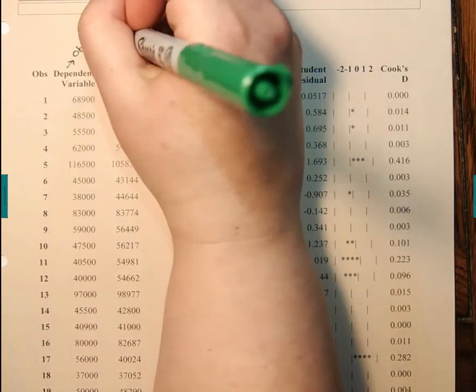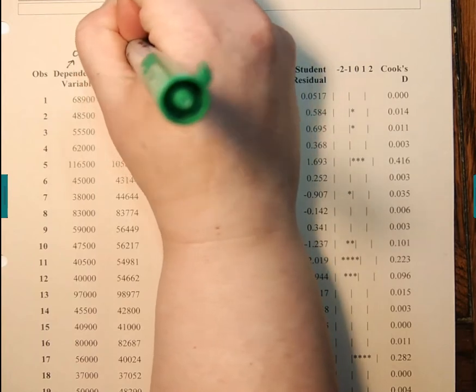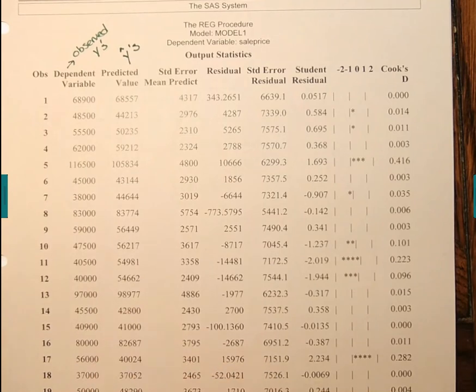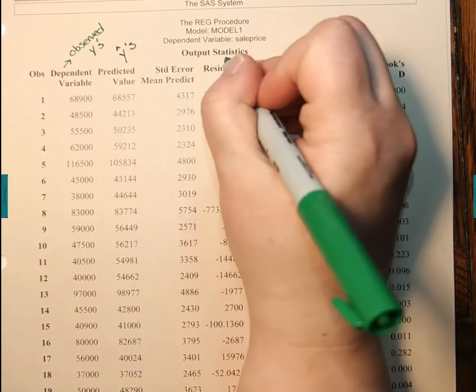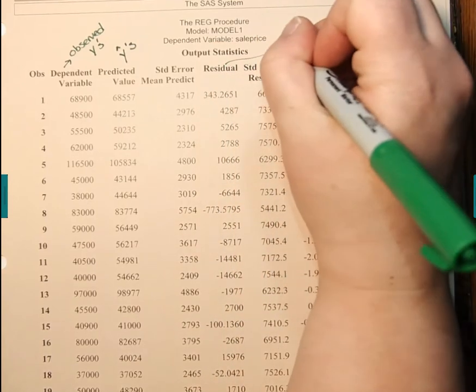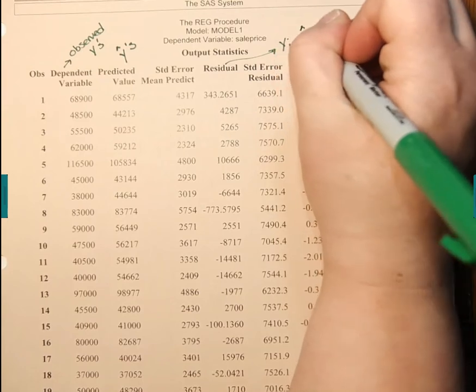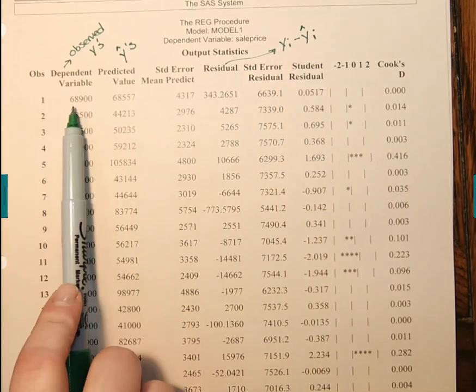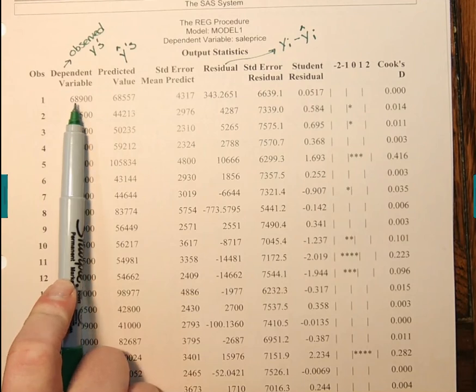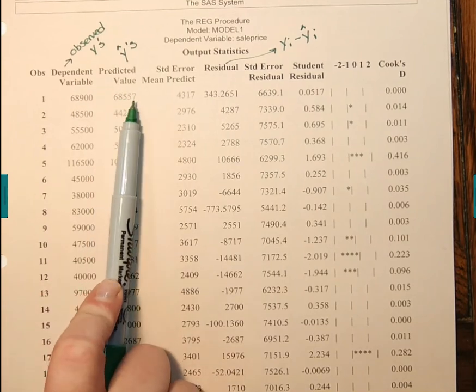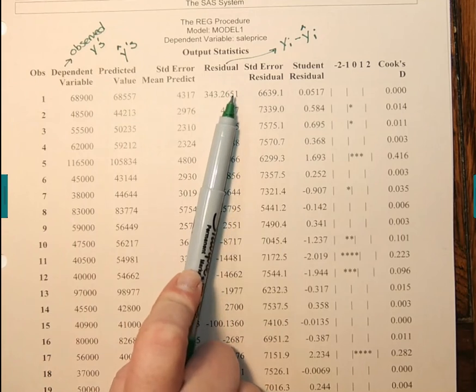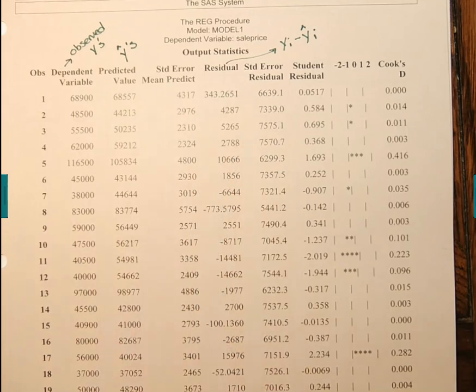The next line it's going to give us, these are our predicted values. So these are our y hats. And so these are the predicted values for each of the observed values of the explanatory variables that we had. And then another thing to note here is we do have a column for the residuals. Those are going to be the yi's minus the y hat i's. So for example, if you take the 68,900 and you subtract off 68,557, you will get the 343.2651. So that's where those differences are coming from.